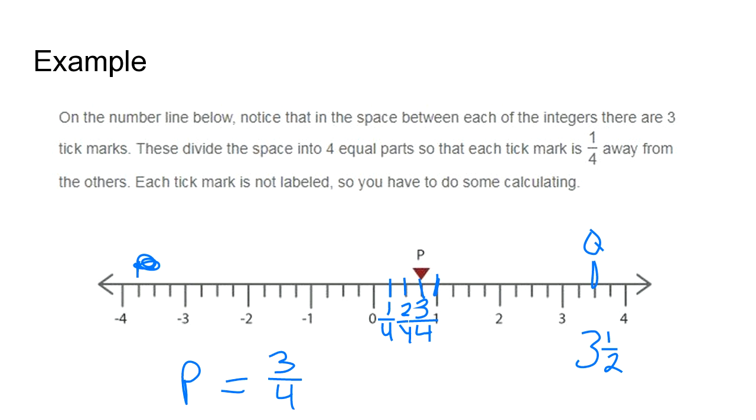Hold on. And what if I had point R? What would point R be? Very good. -2 1/4. You guys make this look so easy.